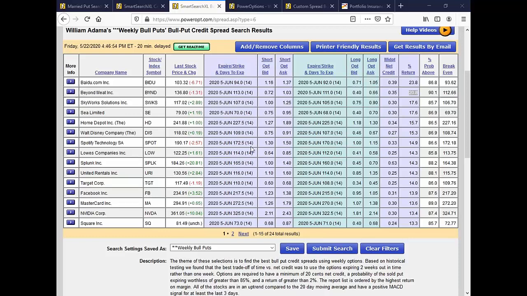Meaning on Skyworks here at 117, if I entered a bull call debit spread by selling the 120 and buying the 115, I'm only paying maybe a debit of 210 or 250. So if the stock goes up to 120 and I get the full 5 points back, I've had a 1-to-1 risk-reward ratio. I profit 250 on risking 250.